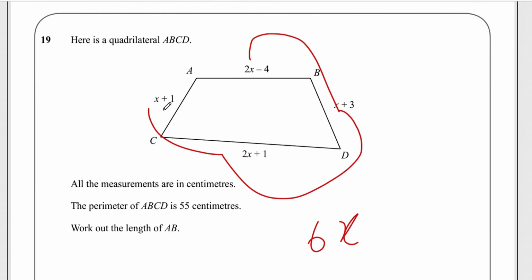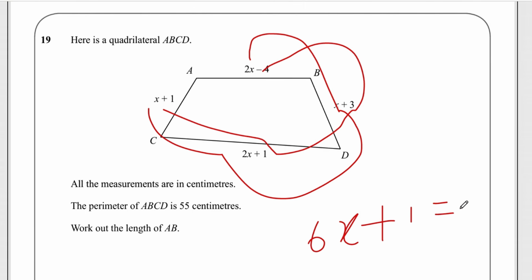For the numbers, 1 plus 1 is 2. 2 plus 3 is 5. 5 minus 4 is 1. So 6x plus 1 is equal to 55.